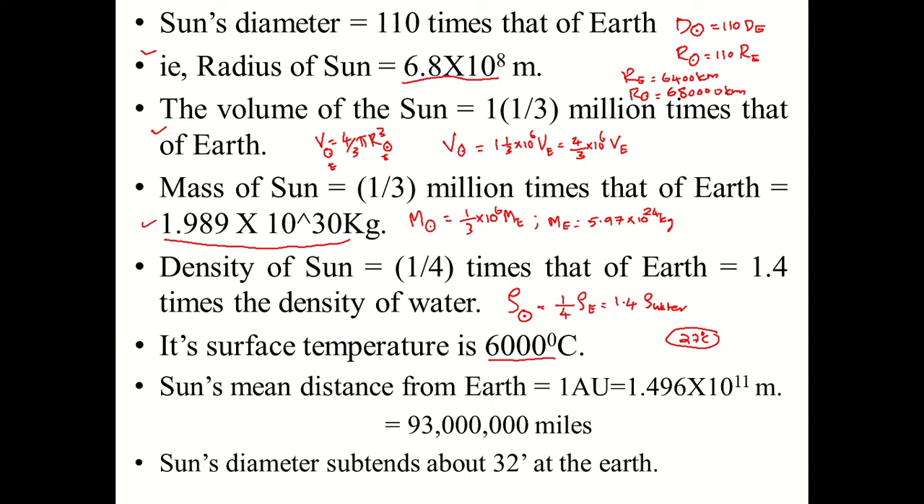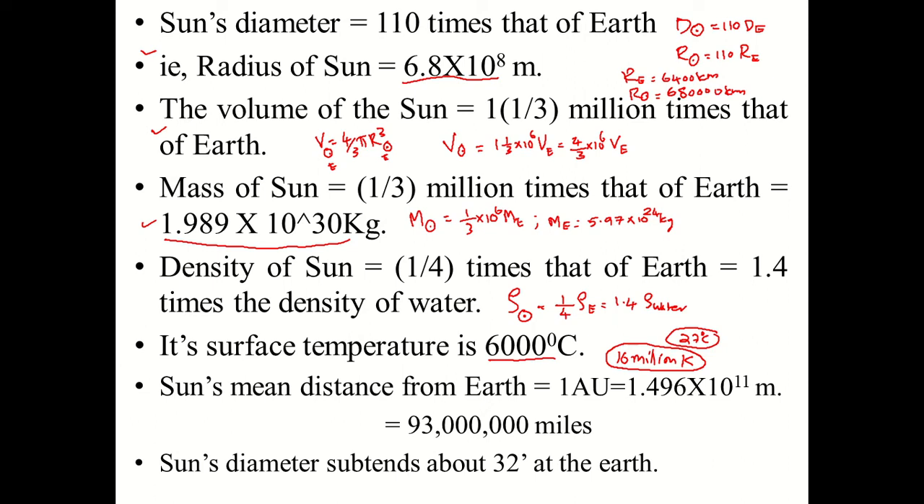So remember that 6000 is an average value, not exact: the average surface temperature is only 6000 degrees Celsius. But if you consider the core, the center of the Sun, the temperature of the core comes to around 16 million kelvins. That is the temperature needed for nuclear fusion to take place.